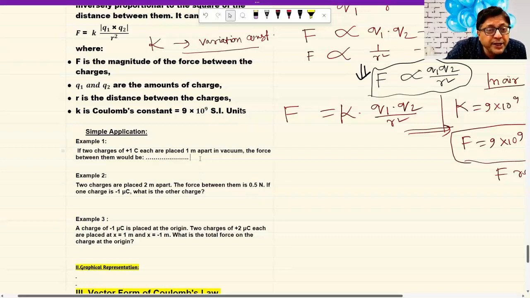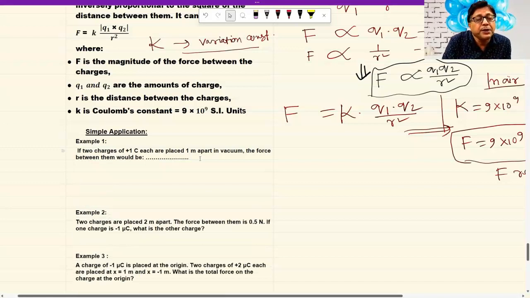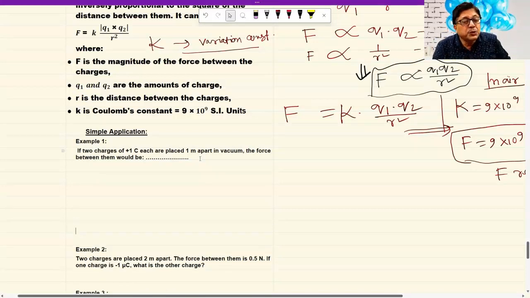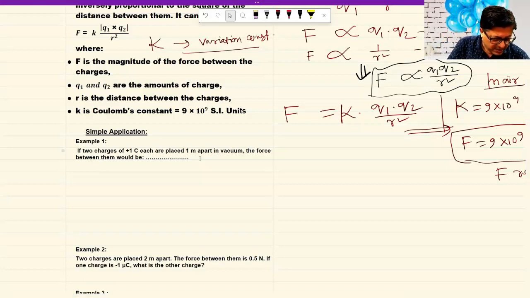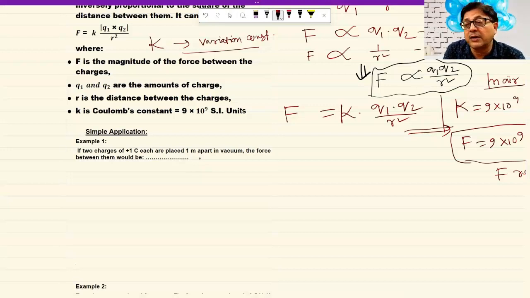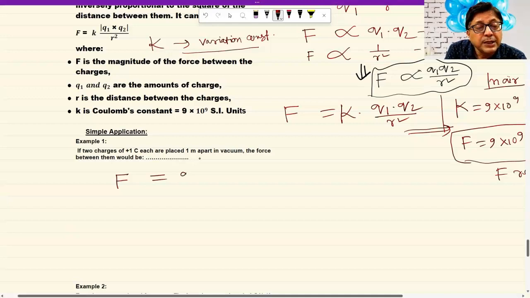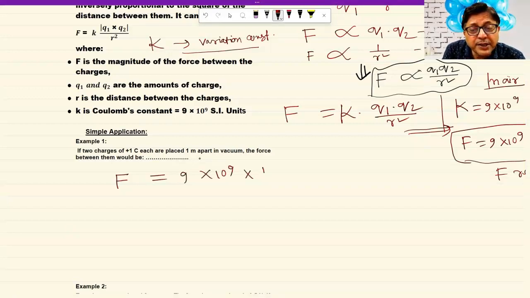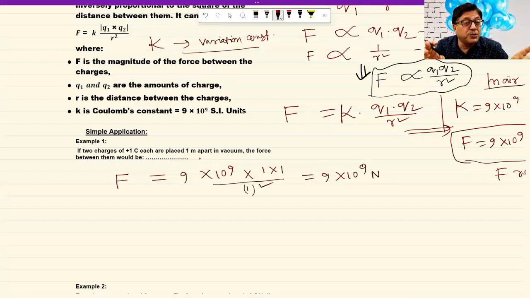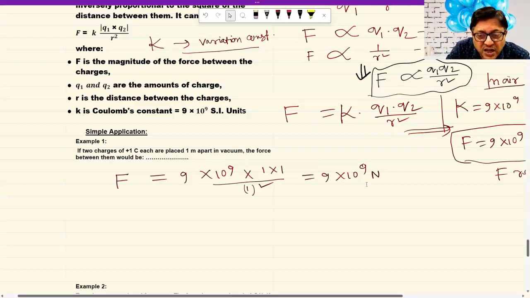Now let us see how much force is there between two 1 Coulomb charges kept separated by a distance of 1 meter in vacuum. Two charges of 1 Coulomb each are placed 1 meter apart. What would the force between them be? By Coulomb's law, let us calculate. The force is F equal to 9 into 10 to the power 9 Q1 Q2, 1 into 1 SI unit, by R square, which means 1 square only. So this force is going to be 9 into 10 to the power 9 Newton. So between two 1 Coulomb charges separated by 1 meter, the force is 9 into 10 to the power 9. This will help you to get the definition of 1 Coulomb charge.